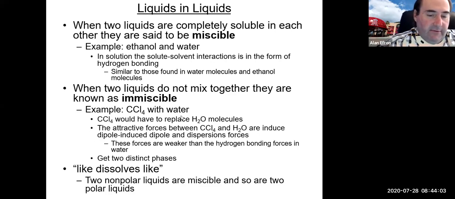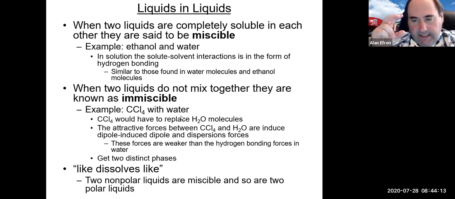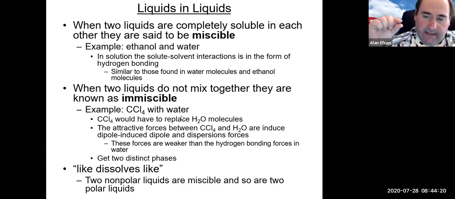Now, if we do get two liquids that don't mix very well together, they're said to be immiscible. And that is where you do get that kind of layering that happens. So you'll see some distinct layering, for example, in the test tube. You can mix them, and for a little bit they may mix, but after a while they will separate out into their own layers.